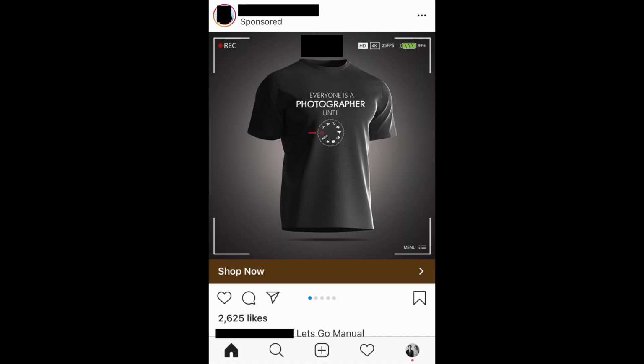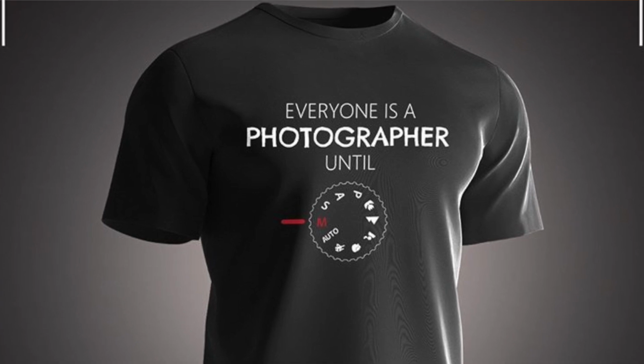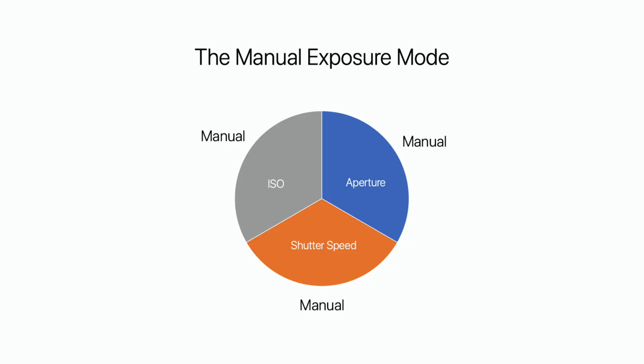This amuses me more than anything else because it's such a laughably off the mark belief that you have to be in the manual mode if you're a real photographer. In fact, I've even seen a t-shirt being advertised on Instagram, if I'm not wrong, which said everybody is a photographer until, and then there was the logo of the manual mode. In the manual mode, you need to set all the 3 parameters which determine your exposure, namely the aperture, the shutter speed, and the ISO.